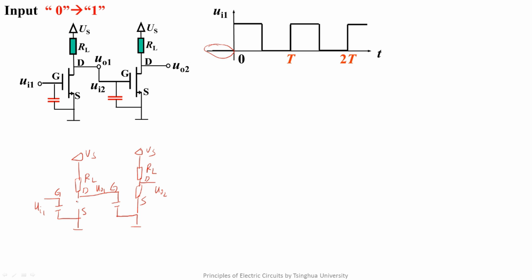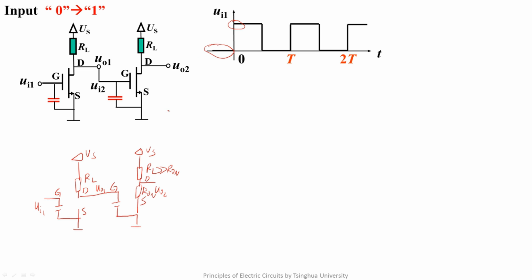It's open between DNS of the first stage inverter and the output of the first stage is high level. Between GNS of the second stage inverter, there is a high level. So between DNS of the second stage, the inverter is R-on. R-on and RL divide the voltage US in the second stage inverter, and RL is far larger than R-on. So the output of the second stage, that is the output of the buffer, is low level, which realizes the function of the buffer.